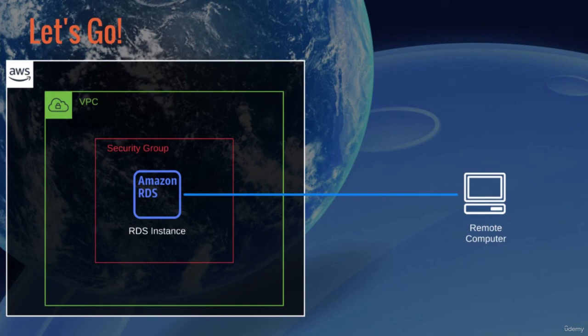So to allow access to that RDS database instance, we are going to need to create a new security group. And within that security group, we are going to define a rule that will allow access from our remote computer. Then when we are launching our RDS instance, we simply define and associate that security group with that instance, and that database will be launched with that security group associated to it.